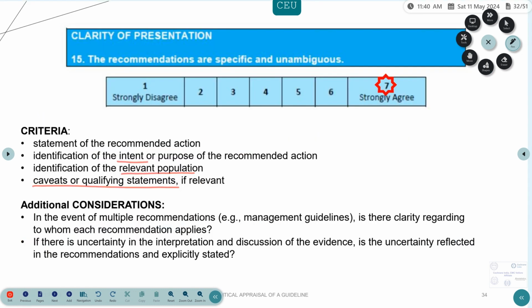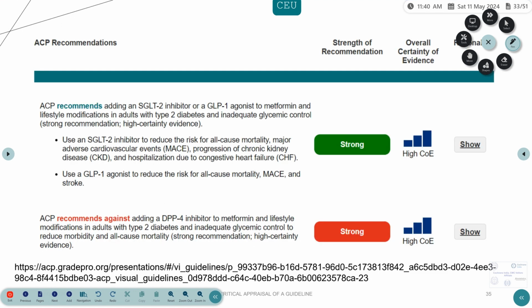So they did not mention clearly in the guideline itself, but this was given as a separate visual guideline on the website, but not on the article, but I'll come to that. So they mentioned here that adults with type 2 diabetes, the population was clearly mentioned in the recommendation lines, and inadequate glycemic control. So they have also mentioned the drug, what are the actual drugs or the intervention, what is the outcome you want to do it for, and to reduce the risk. So they have clearly mentioned what each line means, and it's appropriately done. The recommendation is also appropriate.